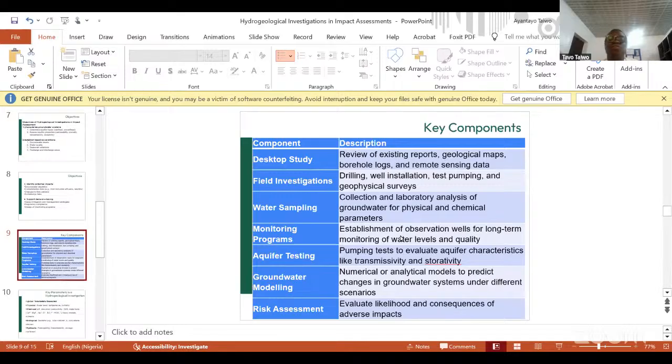So what are the key components? If you want to carry out a hydrogeological investigation, the first thing is that you have to review existing reports, geological maps, borehole logs, and remote sensing data of that particular area, basically.